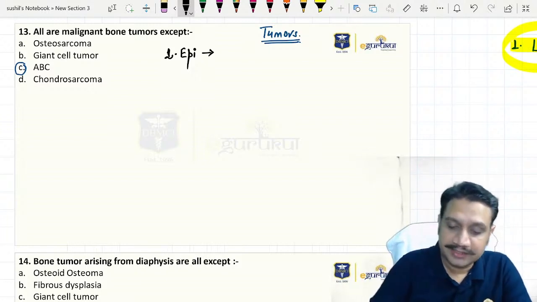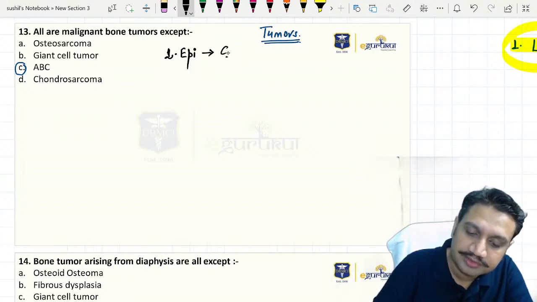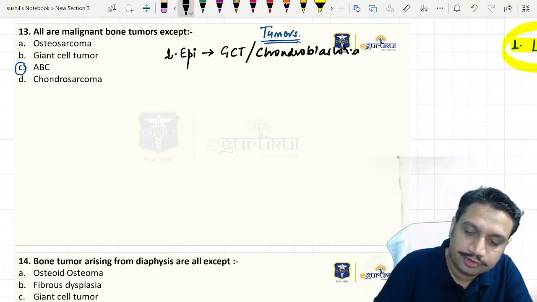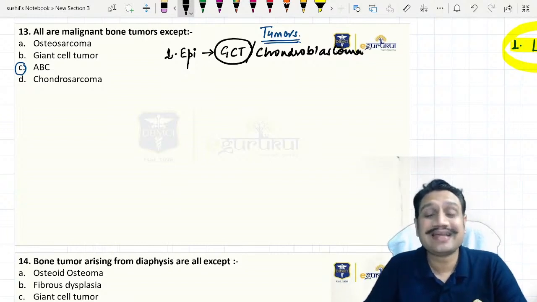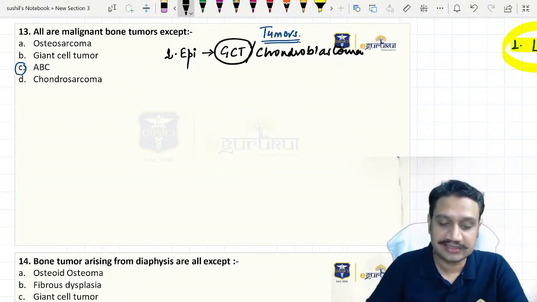So how many tumors do we learn at epiphysis? Epiphyseal tumors, you have to learn two tumors. One is giant cell tumor and one is chondroblastoma. Out of these two tumors, the one with the common possibility of being asked is GCT, so you can highlight it. If there is an epiphyseal lesion, the answer is GCT, right?